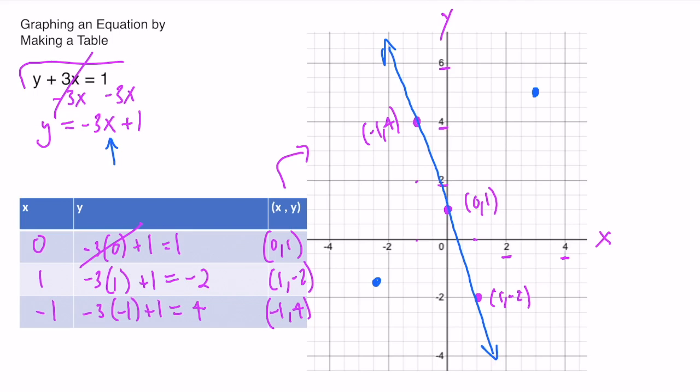All right, last thing before we move on. Remember that all of our x values we think of as our inputs.